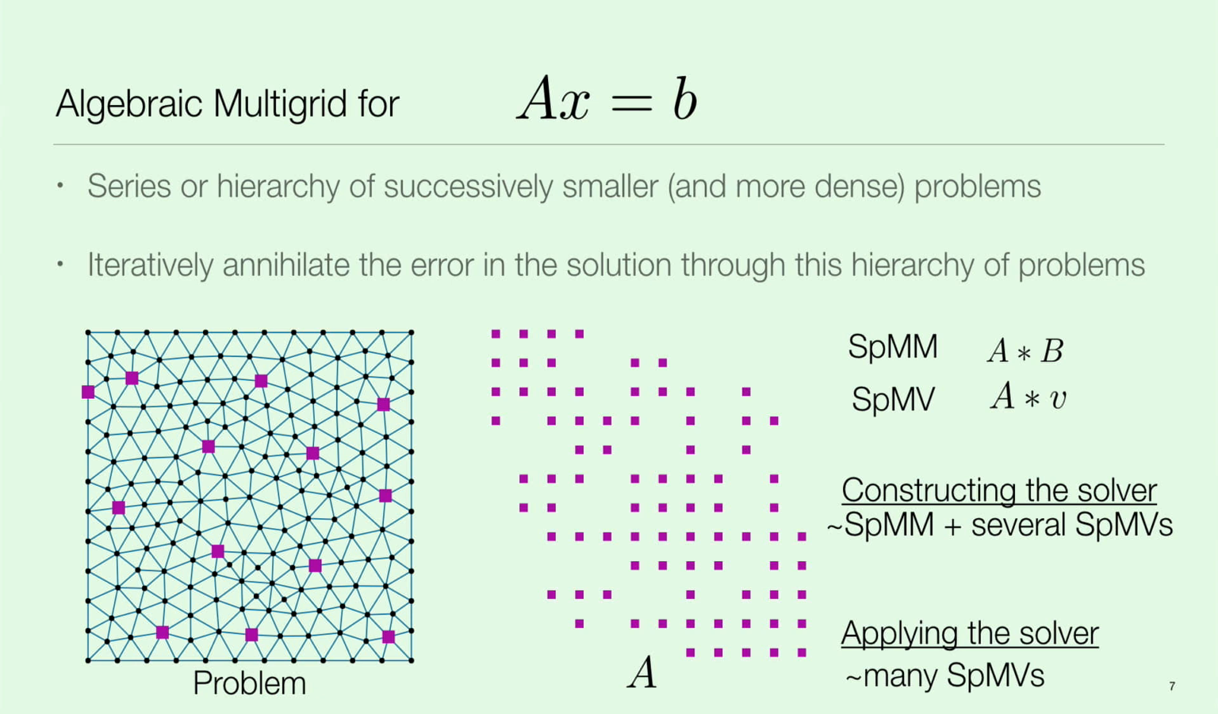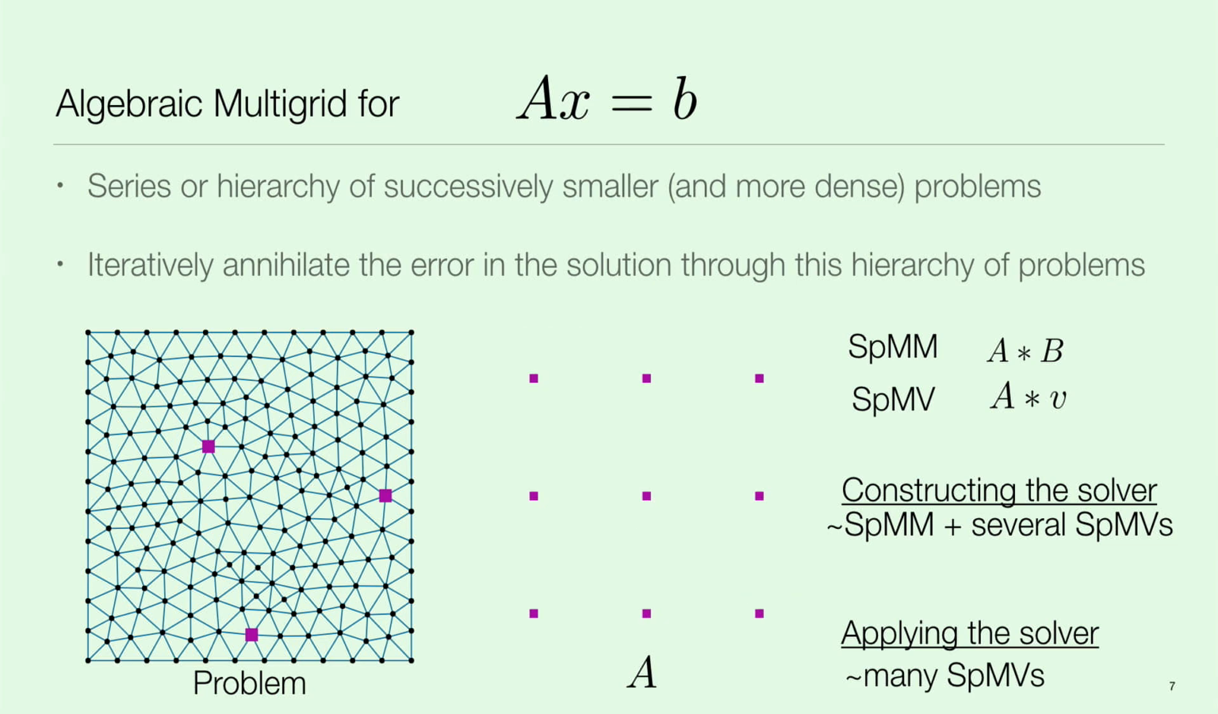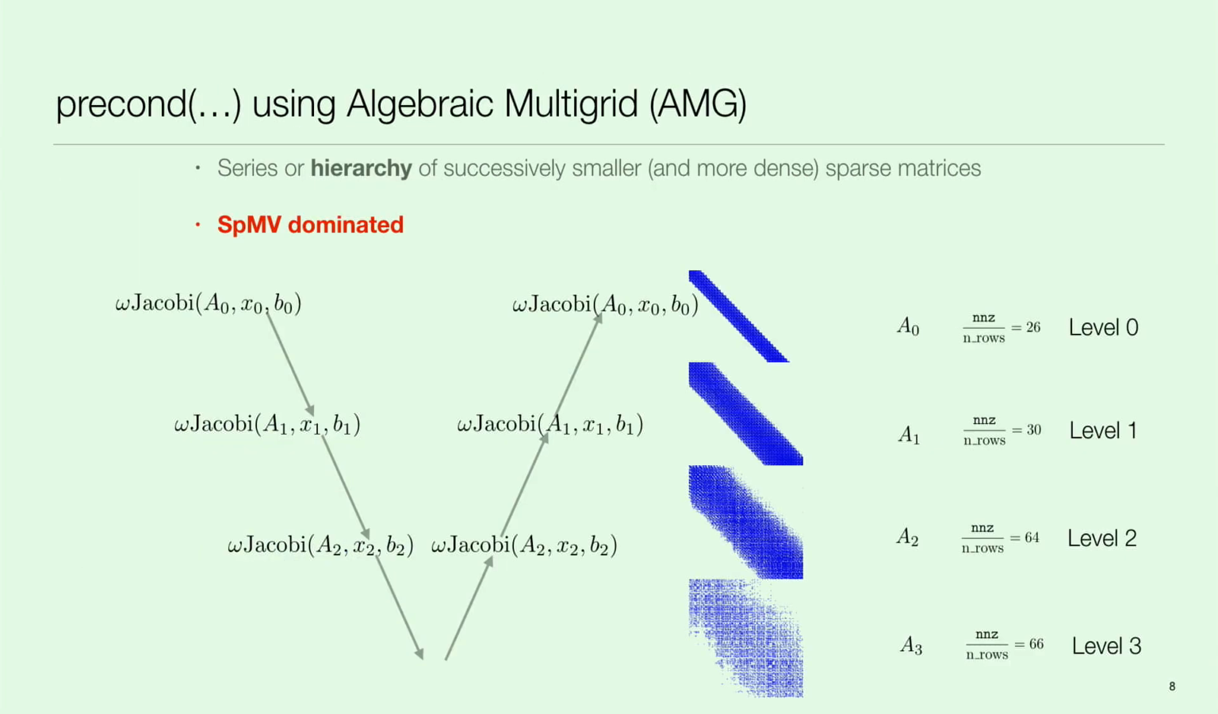Constructing an algebraic multigrid solver requires a sparse matrix multiply as well, two of them, and also several sparse matrix vector multiplies. We'll look at the setup phase a little bit. And then applying the solver is all SPMVs. So here's roughly what this looks like. We've seen a V-cycle, and I've painted in blue here the matrices on each level. The notable feature here is that the problem gets smaller, but the number of non-zeros per row starts to grow relative to the size of the problem.